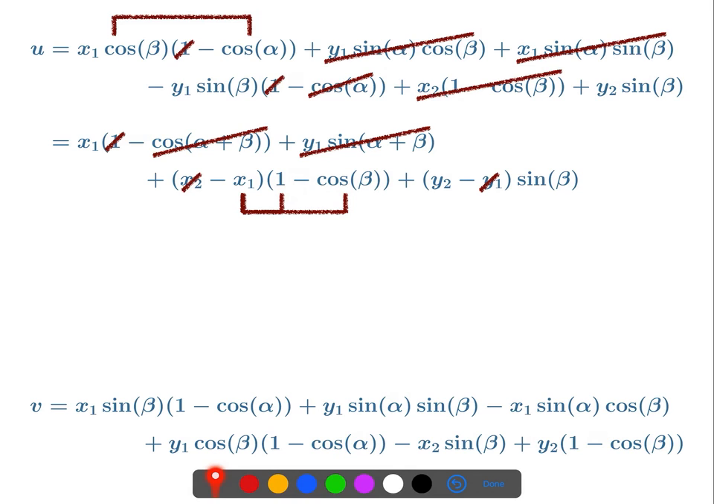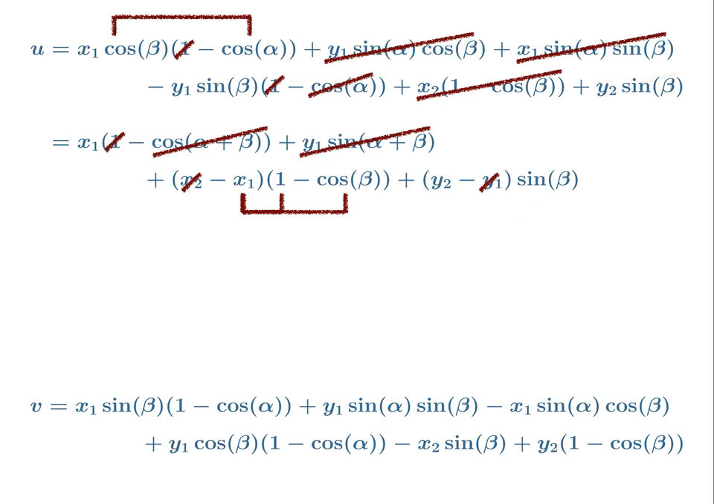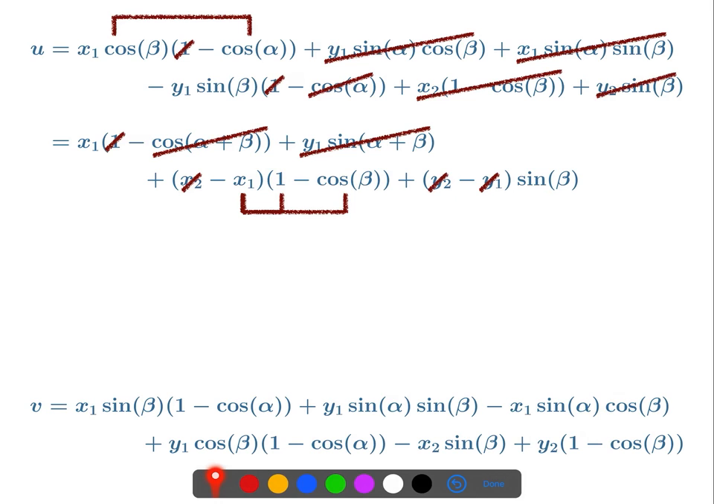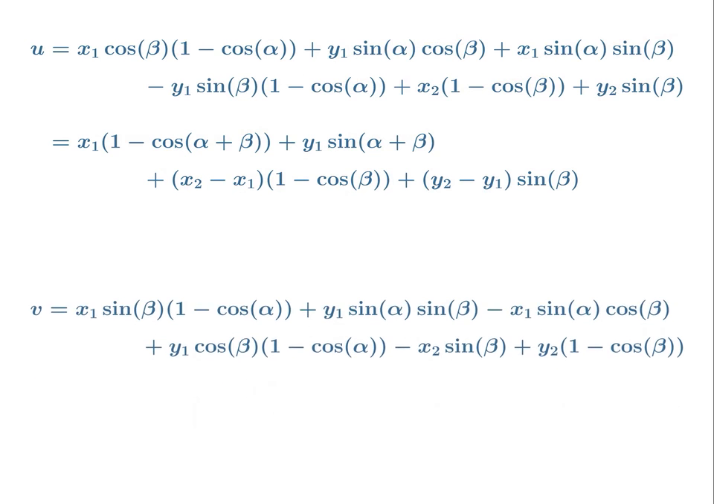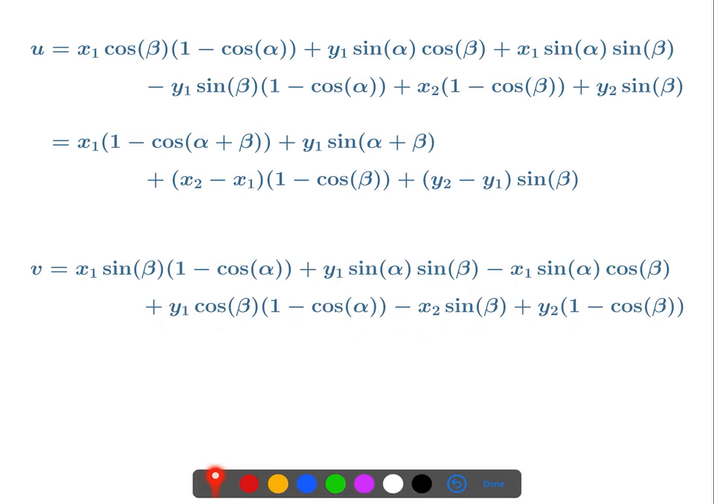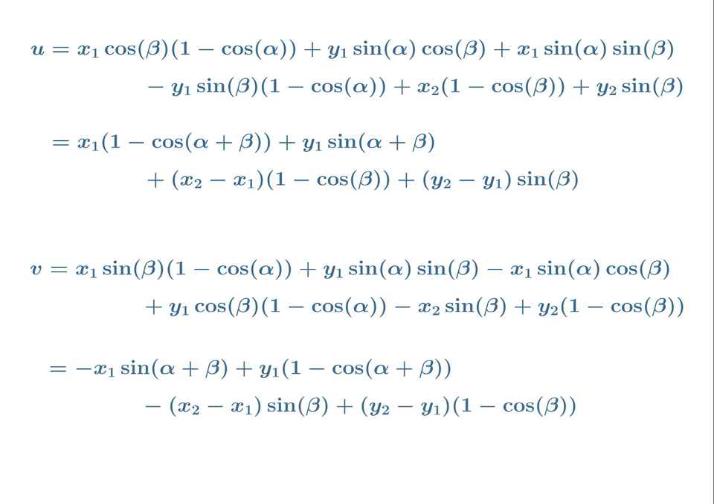So we're just left on the top with a y2 sine beta, but you can see the only thing left on the bottom is also a y2 sine beta. So those cancel, and we're done in terms of showing that u is equal to the second expression we have up here. V, you can do the exact same thing with, and that should equal this.